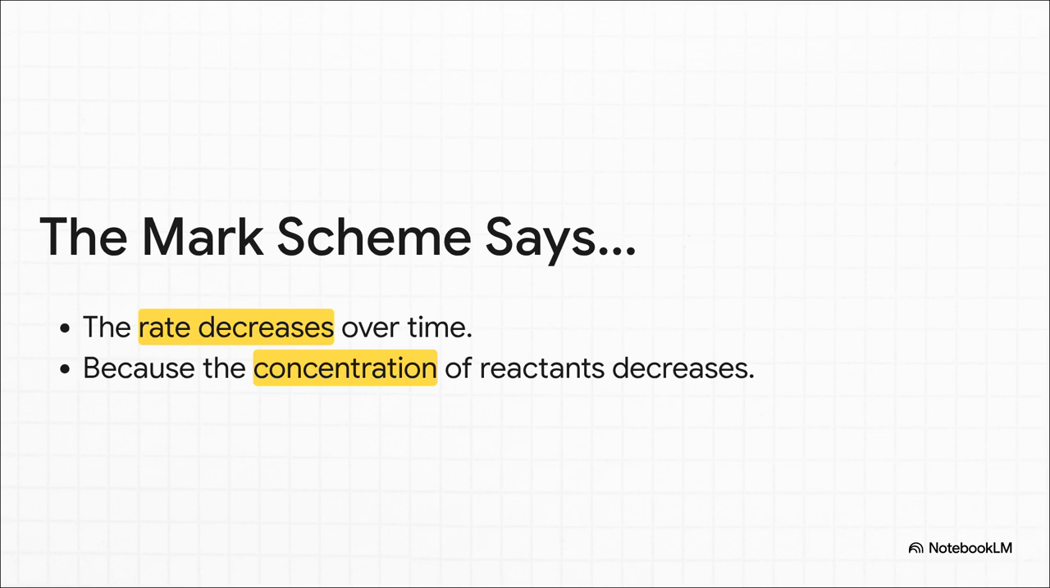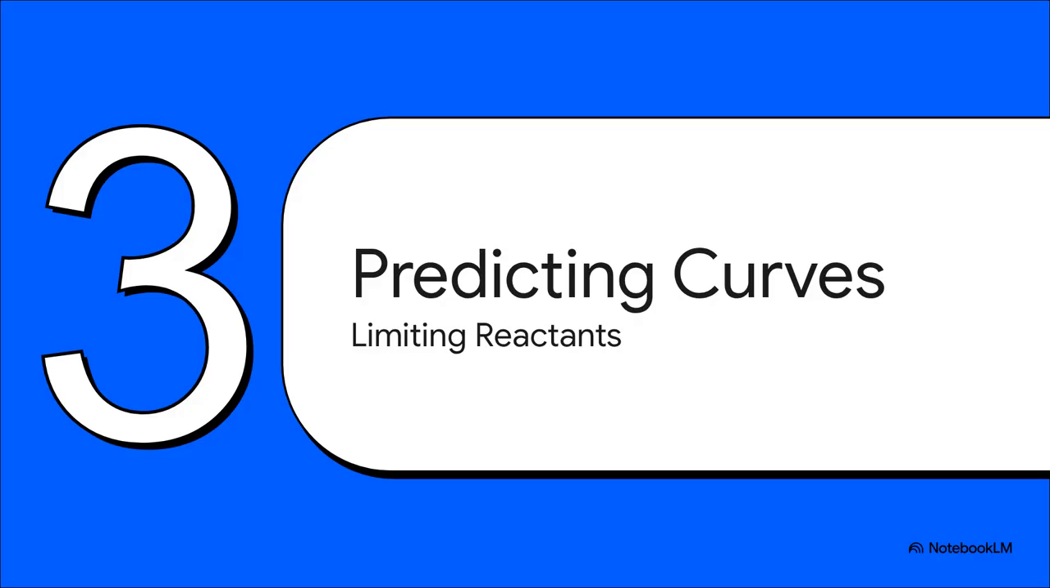First, you just state the obvious. The rate decreases. Second, you explain why. The concentration of the reactants goes down because they're being used up, right? Fewer particles means fewer successful collisions per second, and that means a slower rate. Okay, so we've analyzed the curve.